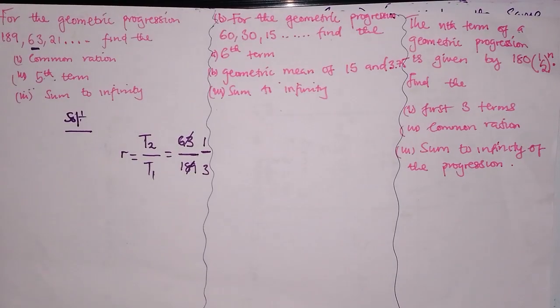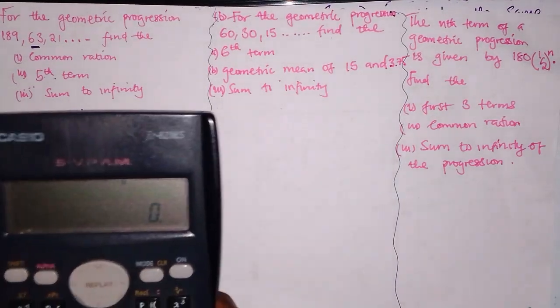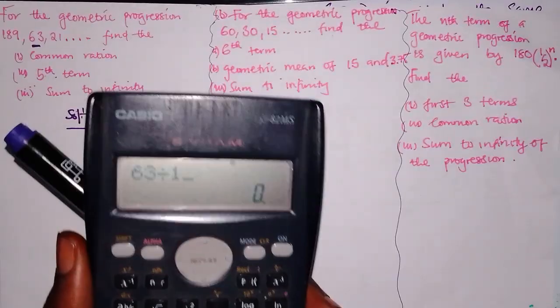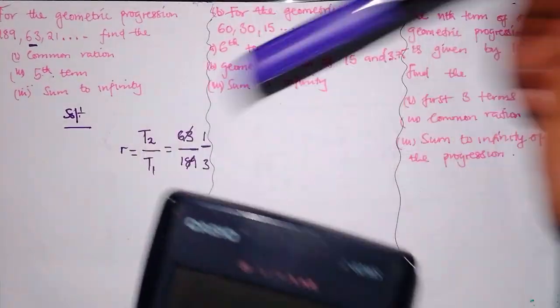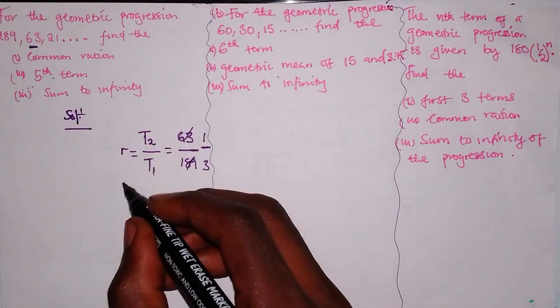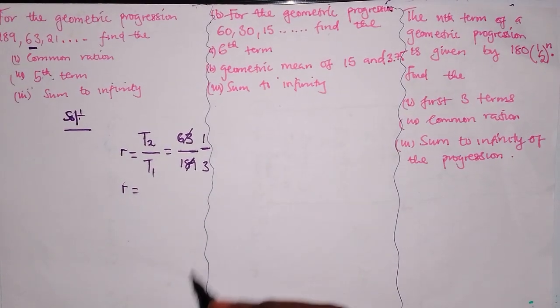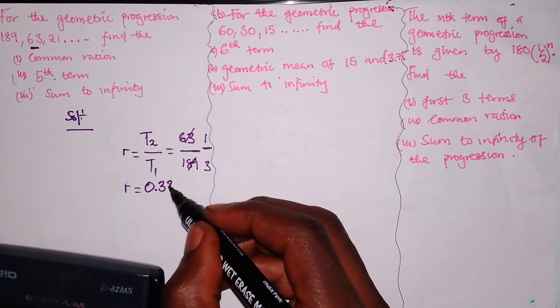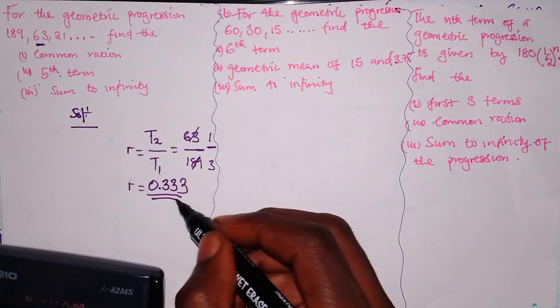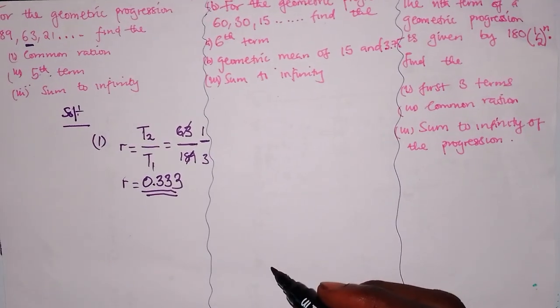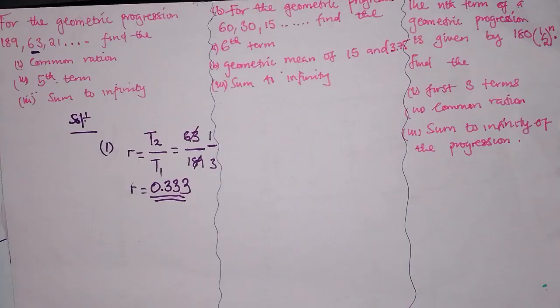For those of you that don't like fractions, you can just say 63 divided by 189, you get 0.333. Remember, this is paper 2, so you leave your answer to 3 significant figures. So 0.333 is our common ratio. Meaning we have calculated our first question, which required us to calculate the common ratio.